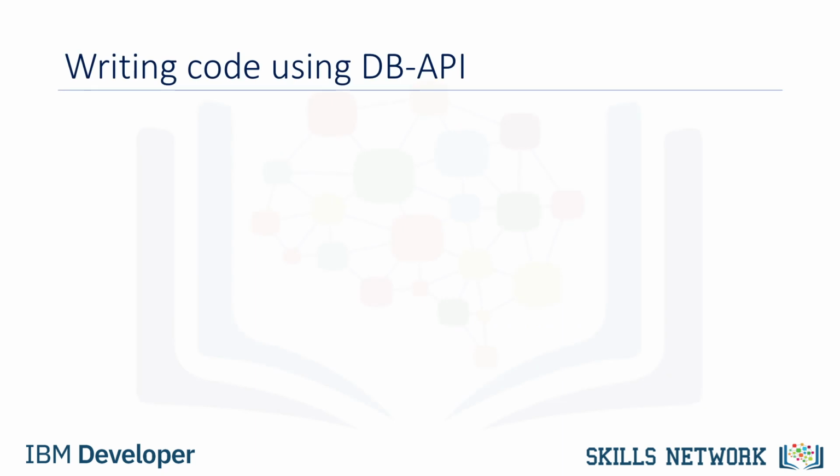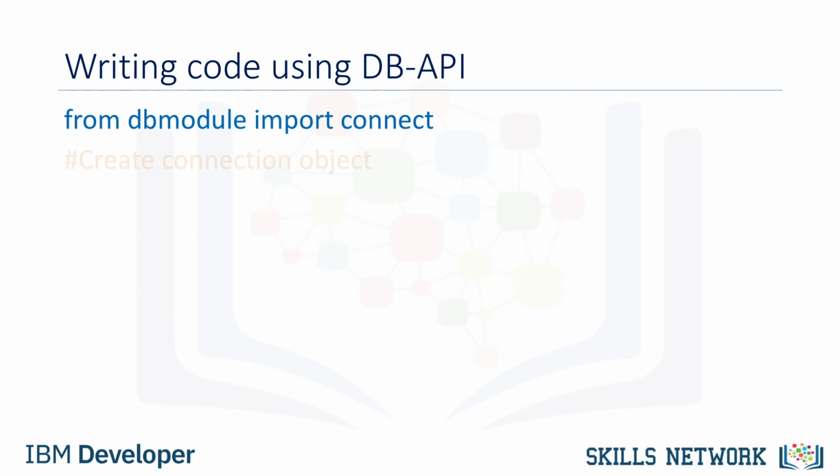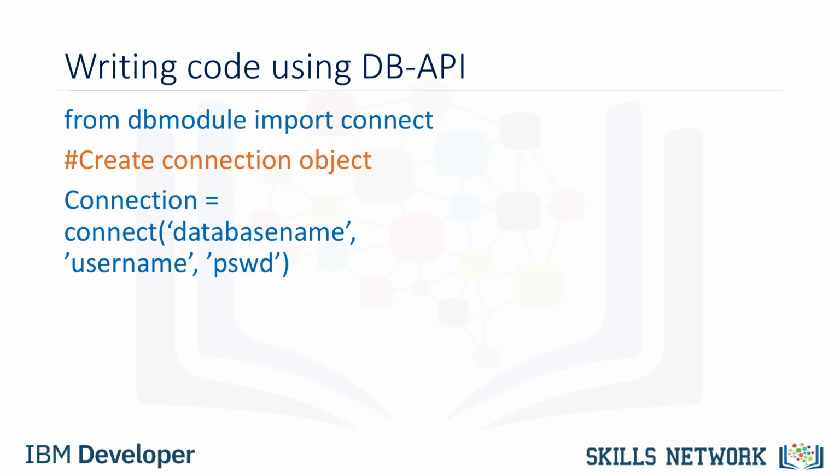Let's walk through a Python application that uses the DB API to query a database. First, you import your database module by using the Connect API from that module. To open a connection to the database, you use the connect constructor and pass in the parameters, that is, the database name, username, and password. The connect function returns a connection object.